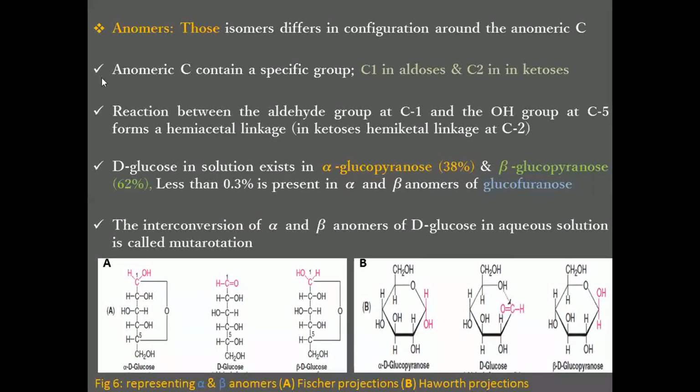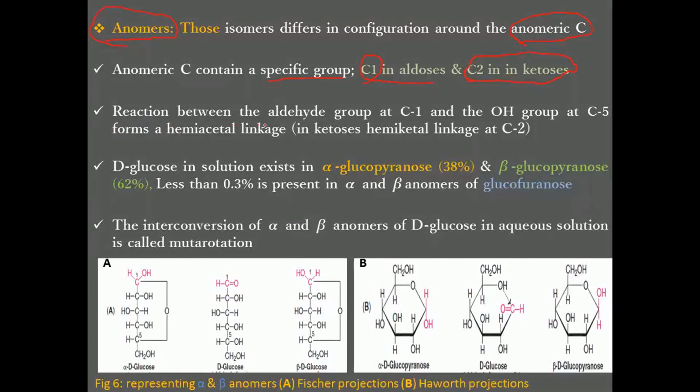The next type of isomer which is found in monosaccharides are known as anomers. Anomers are those isomers that differ in configuration around the anomeric carbon. What is anomeric carbon? Anomeric carbon contains a specific functional group. C1 is the anomeric carbon in aldoses as it contains aldehyde group at carbon number 1, and C2 carbon is the anomeric carbon in ketoses because at carbon number 2 it contains ketone group.